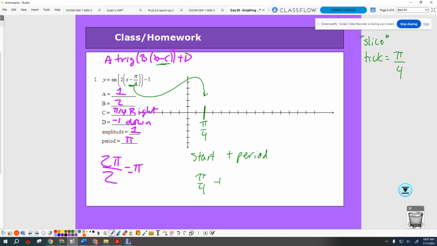The period of this function is pi. Why did I write it as 4 pi over 4? Because I wanted a common denominator so I could add it.